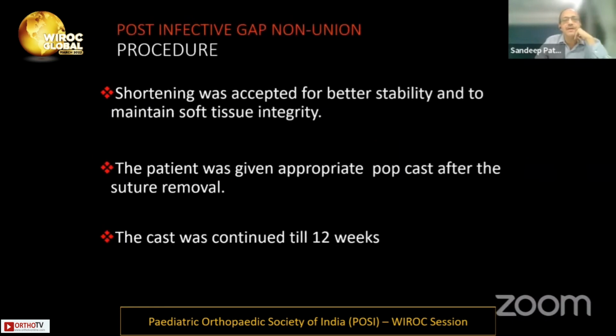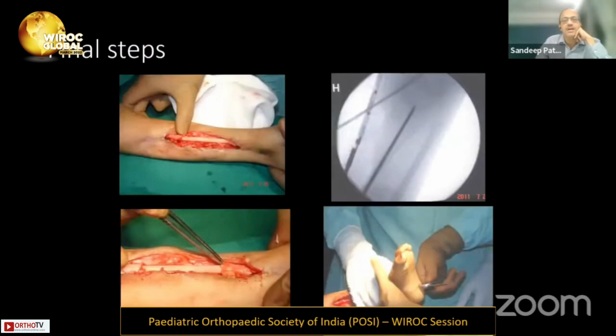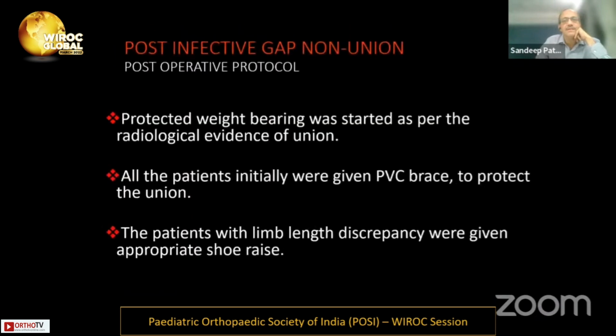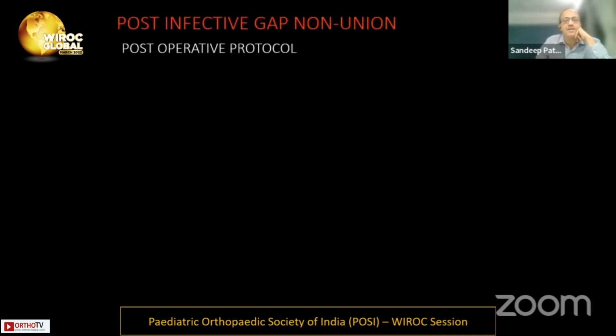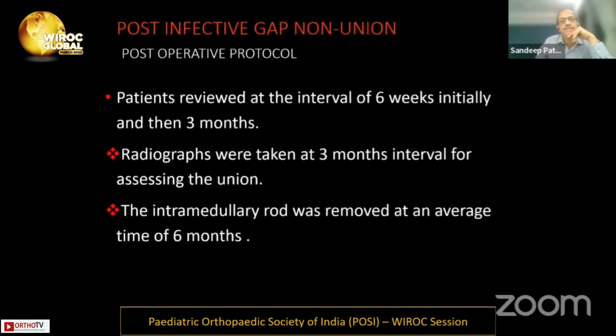Shortening is usually accepted for better stability and bone contact, and then appropriate immobilization for at least 3 months to 5 months is required. So that is how the graft is snugly fitted with the K-wire holding it, and then you give a cast. Post-operative protocol is you will always have a protection and prevent a refracture, and then follow it up with a PVC brace and appropriate shoe raises. Patients are reviewed 6 weekly, then 3 monthly, and then X-rays are taken.